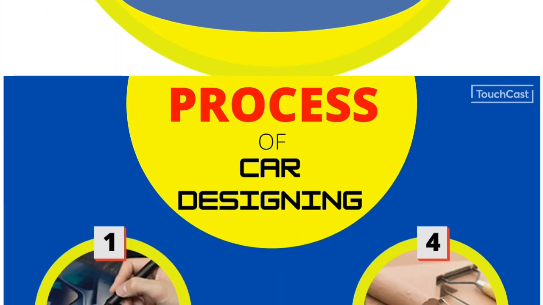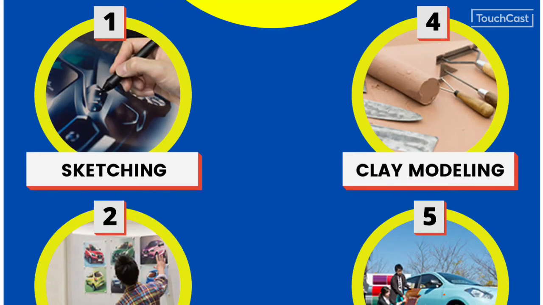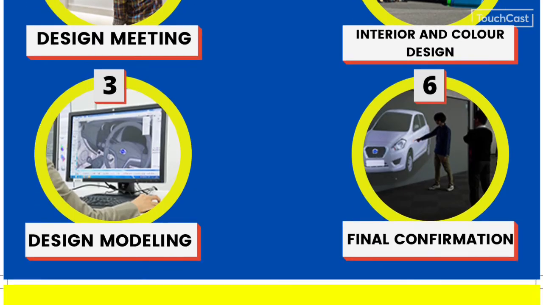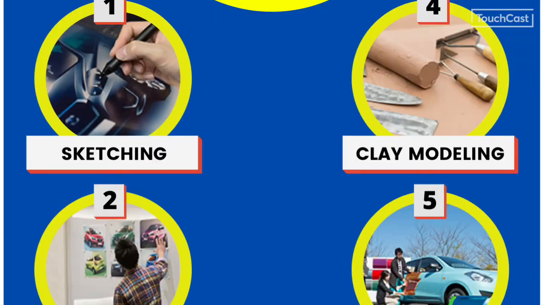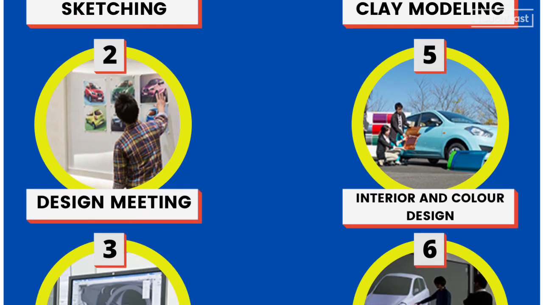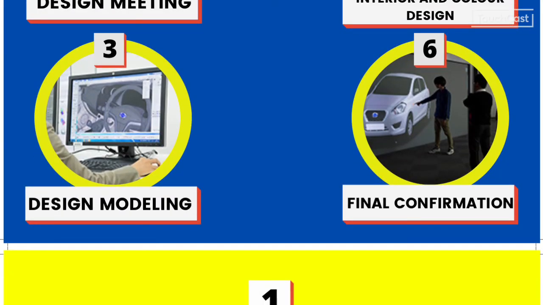Now we move to the final part of this video, the process of car designing. In making a car, there is a process in it. So the number 1, sketching. Number 2, design meeting. Number 3, design modeling. Number 4, clay modeling. Number 5, interior and color design. Number 6, the final combination.